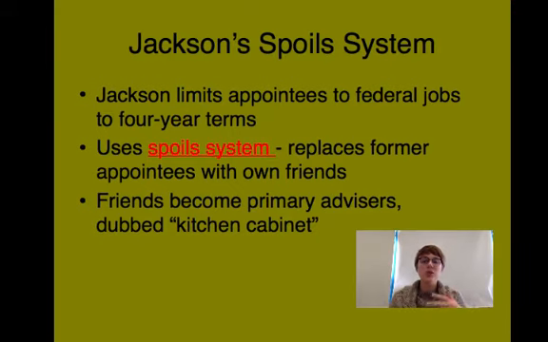Okay, and people who are going to agree with what he's doing. They call his primary advisors the kitchen cabinet, which means that they all escaped through the kitchen, through the back kitchen, not through the front door.